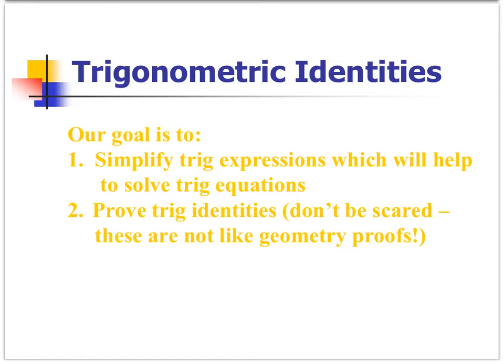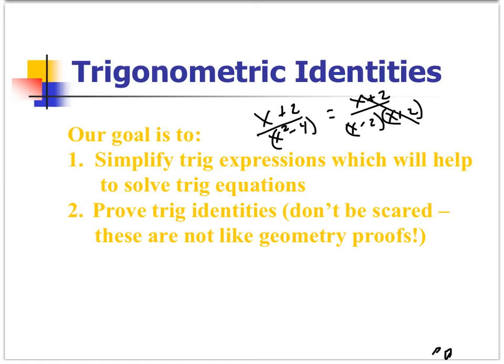So for example, we could have something like x plus 2 over x squared minus 4. Well, that's the same as x plus 2 over x minus 2 times x plus 2, right? We can simplify this, and 1 over x minus 2 is easier to work with. And we're going to do that with trig expressions. The next thing we're going to do is prove trig identities.